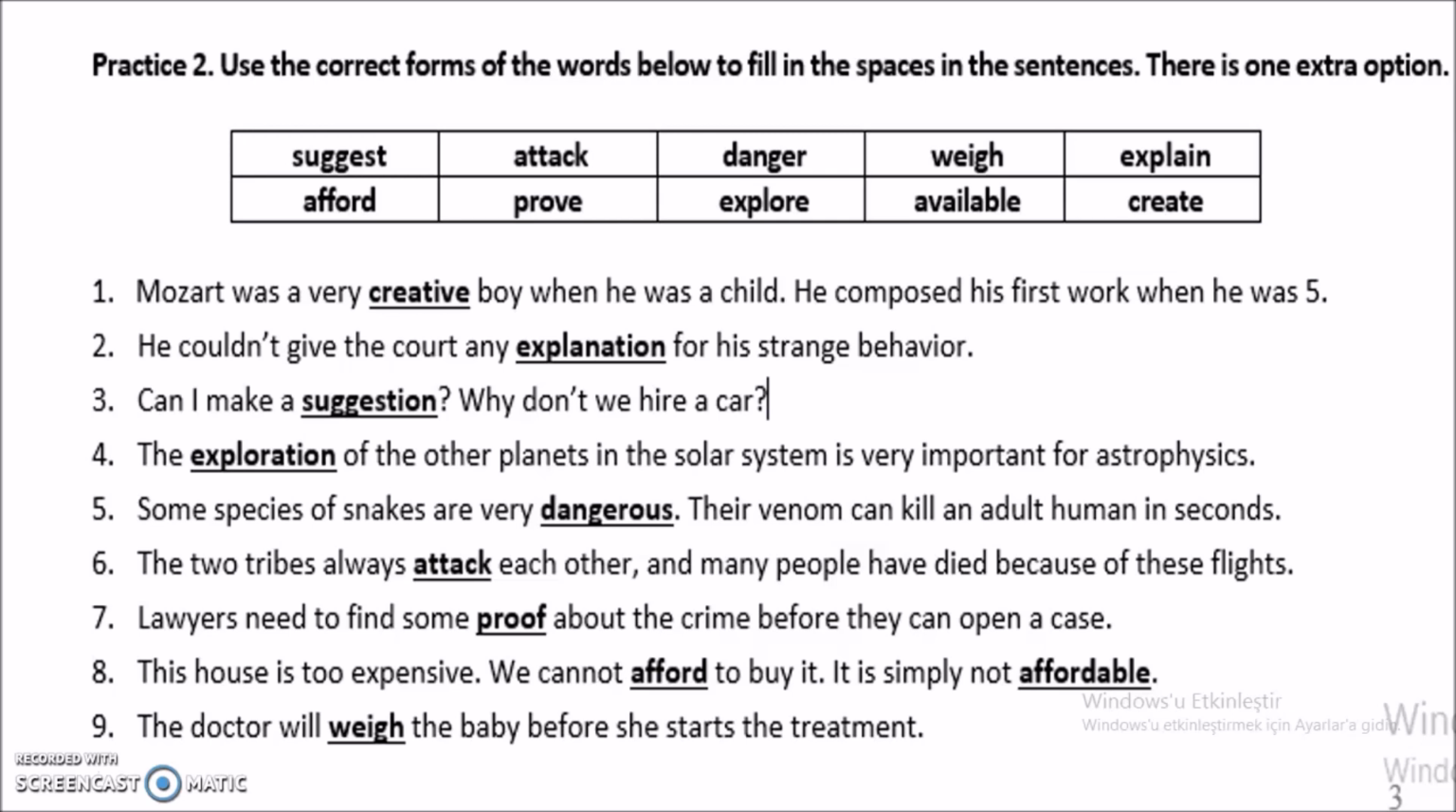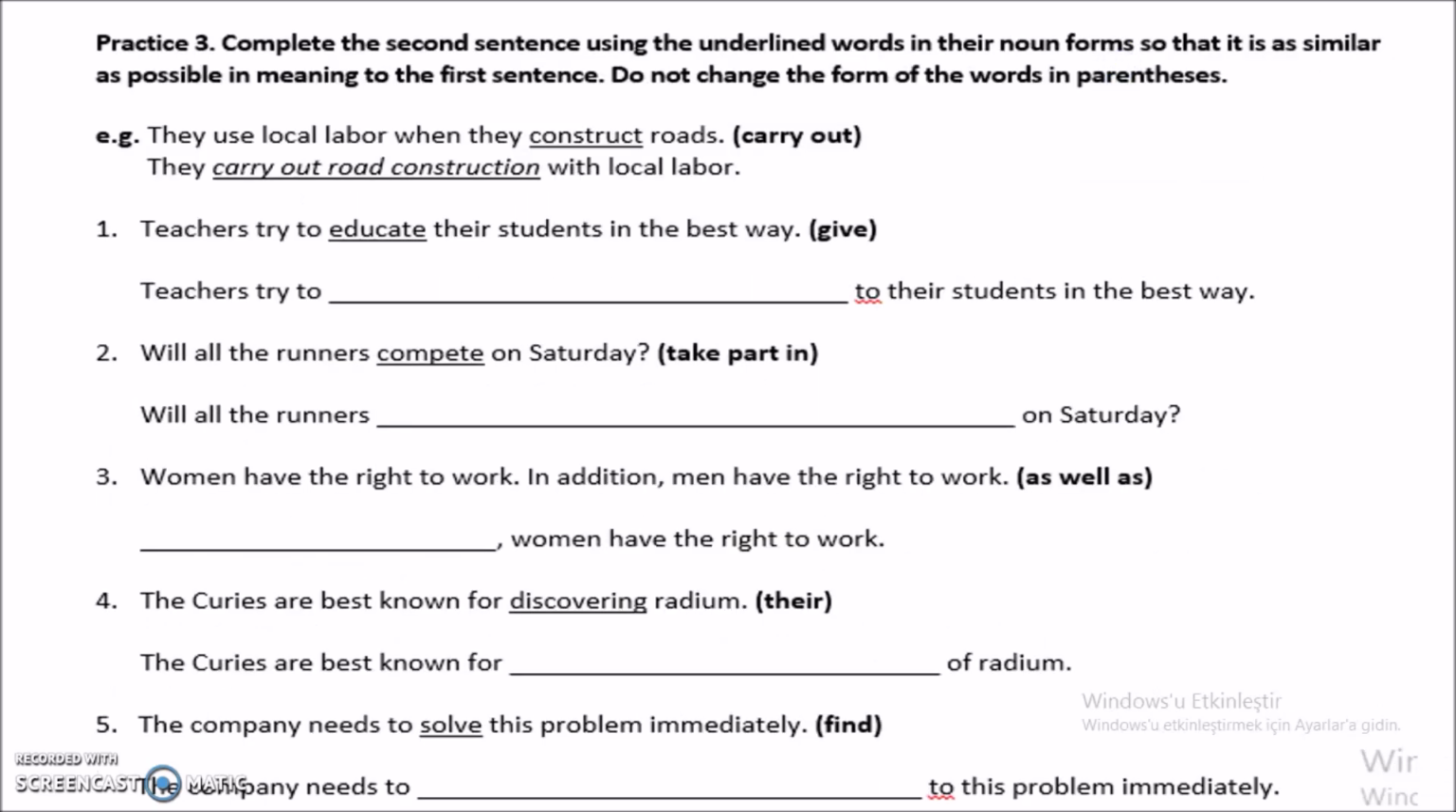So, check your answers. If you have any questions, you can ask your teachers or you can attend the office hours with your teachers. Let's go on. This is practice 3. This time we have full sentences and we are going to rewrite them by using given words or giving linkers or collocations. So pause the video, try to rewrite sentences, and then we will check together.